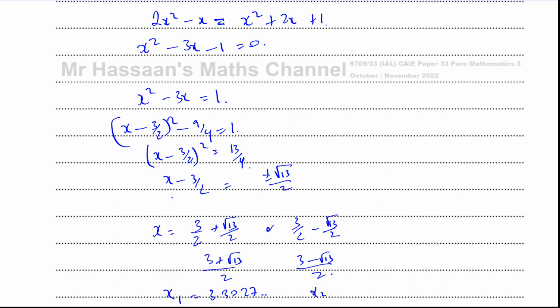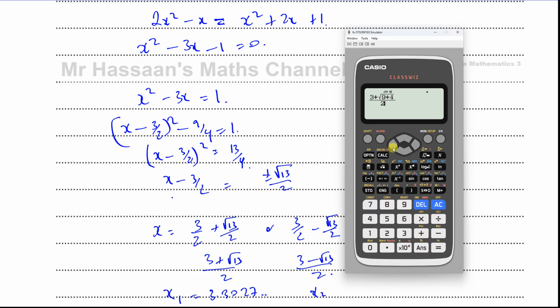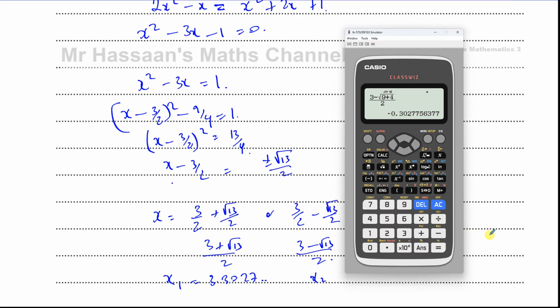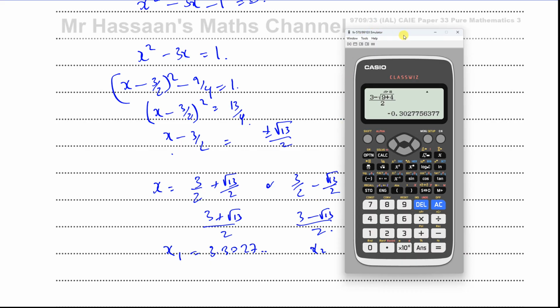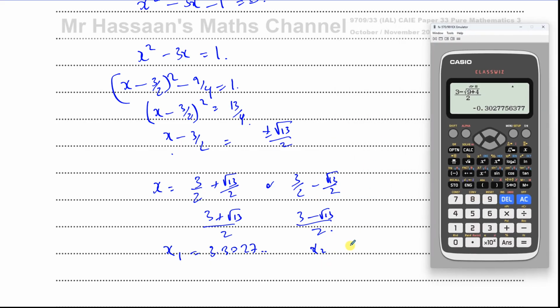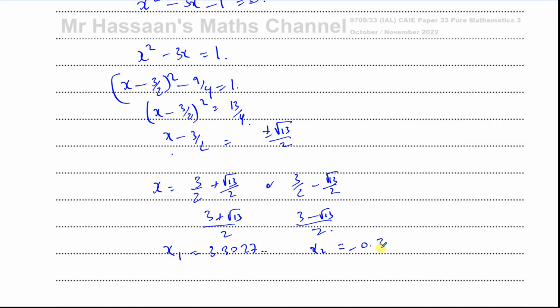And the other answer we're going to get from the calculator is, if I put a minus between them, that gives me 0.3027. It's the same value, except actually it's not the same. It's negative 0.3027. Negative 0.30277. Just make sure it goes on like that. Okay, so those are the two answers.